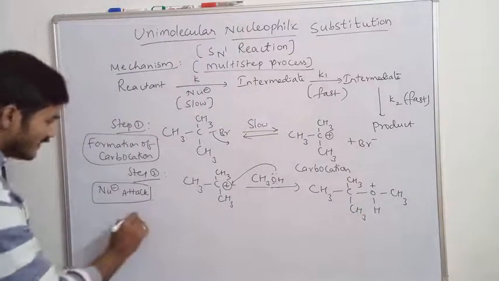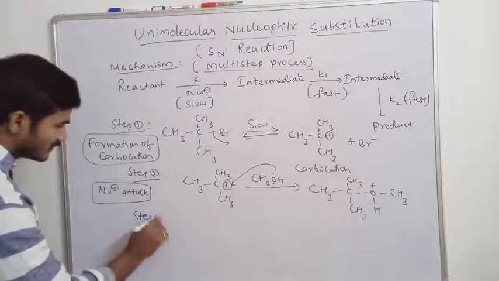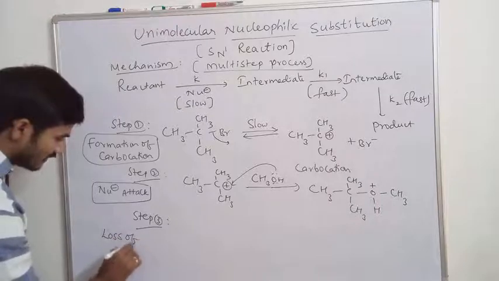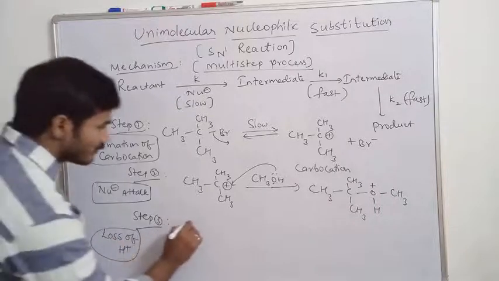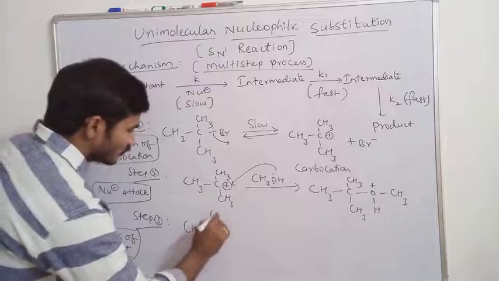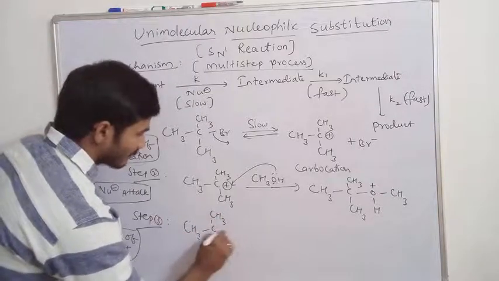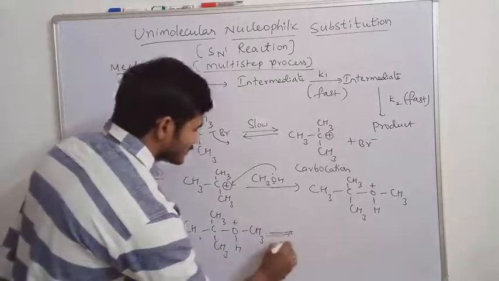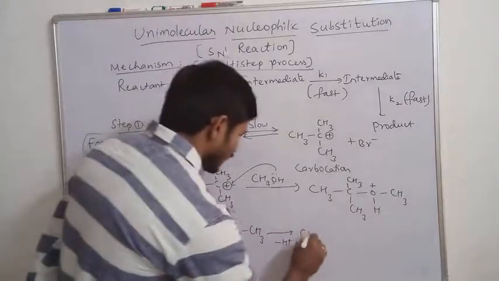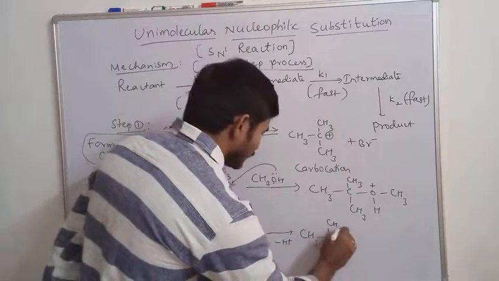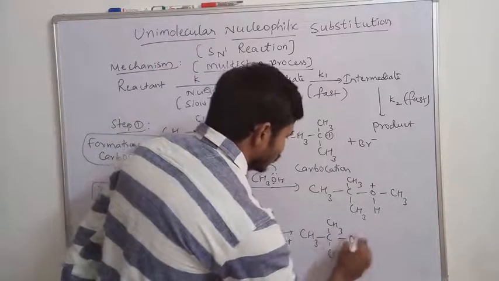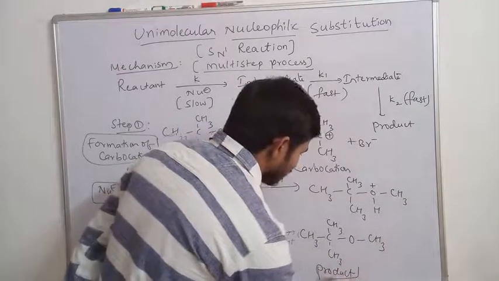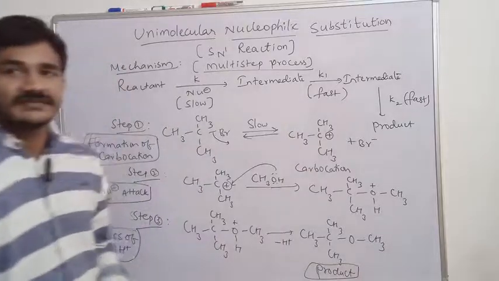So the final step is loss of proton, meaning loss of H plus. This molecule loses a proton, and after losing H plus, it can form the final product, CH3 CH3 O CH3. So this is the final product, tertiary butyl methyl ether.